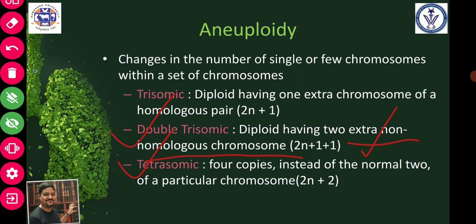Then tetrasomy, with 4 copies instead of the normal 2 of a particular chromosome. So of a particular chromosome there will be 4 copies instead of 2 normal copies. That means one pair will get replicated, and the formula will be 2n plus 2. 2n means diploid, plus 2 extra chromosomes.